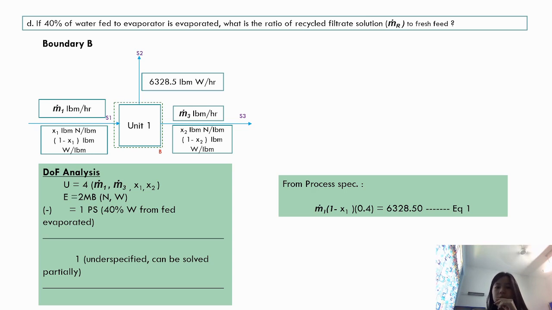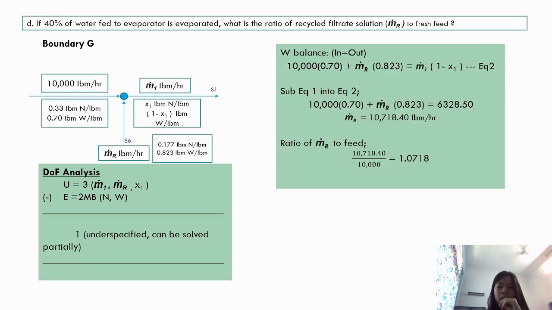From the process spec, M1 times 1 minus X1 times 40% equals 6,328.5. This is our equation 1. Then we use boundary G, where the feed mixes with the recycle stream to get the mixture. There are 3 unknowns, M1, MR, and X1, and 2 material balances, sodium nitrate and water. There is no process spec given in this boundary, so there is 1 underspecified, but it can be solved partially.